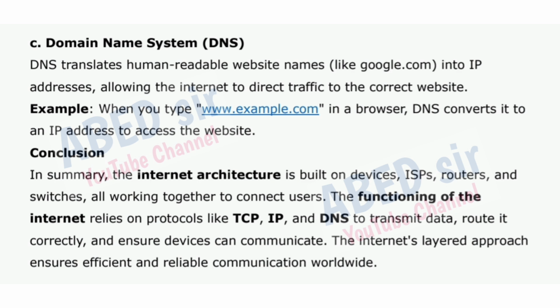Conclusion. In summary, the internet architecture is built on devices, ISPs, routers, and switches, all working together to connect users. The functioning of the internet relies on protocols like TCP, IP, and DNS to transmit data, route it correctly, and ensure devices can communicate. The Internet's layered approach ensures efficient and reliable communication worldwide.